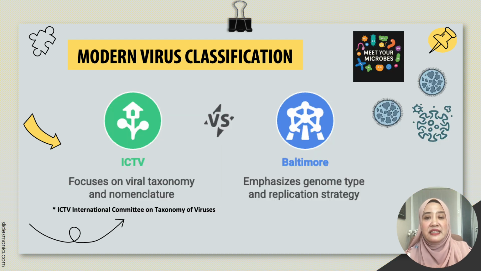When talking about virus classification, two things must come to mind. The first is ICTV, and the second is Baltimore classification. ICTV stands for International Committee on Taxonomy of Viruses, which focuses on viral taxonomy and nomenclature, whereas the Baltimore classification system emphasizes genome type and replication strategy as a method to classify viruses.